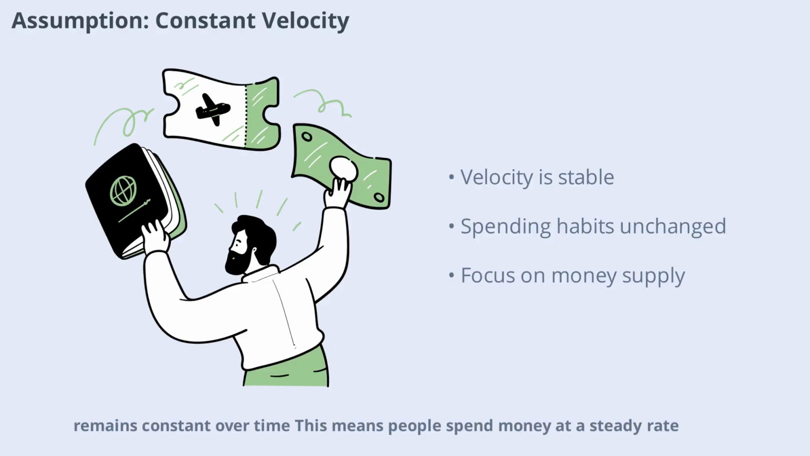Another key assumption in Fisher's approach is that the velocity of money, or V, remains constant over time. This means people spend money at a steady rate and the frequency with which money changes hands doesn't fluctuate much. By holding V steady, Fisher could focus on the effects of changes in the money supply itself, making the theory easier to apply and understand.